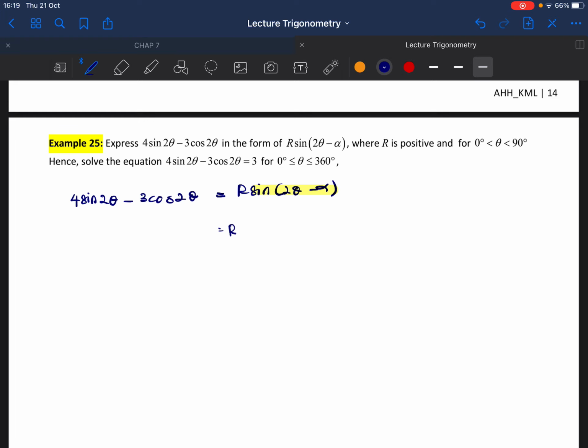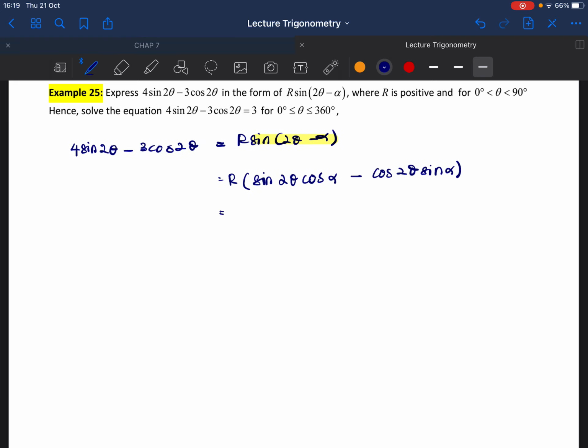So we will have r. Kalau sin dapat apa? Sin 2 theta cos alpha, minus akan jadi minus juga, cos 2 theta sin alpha. Okay, so we are going to expand this. We have r sin 2 theta cos alpha minus r cos 2 theta sin alpha. And here is 4 sin 2 theta minus 3 cos 2 theta.